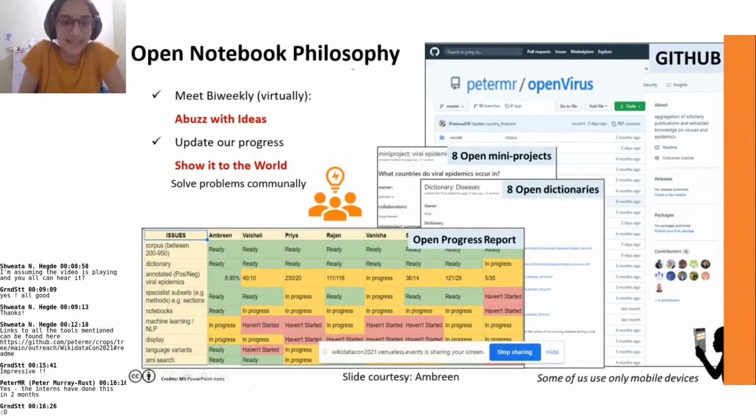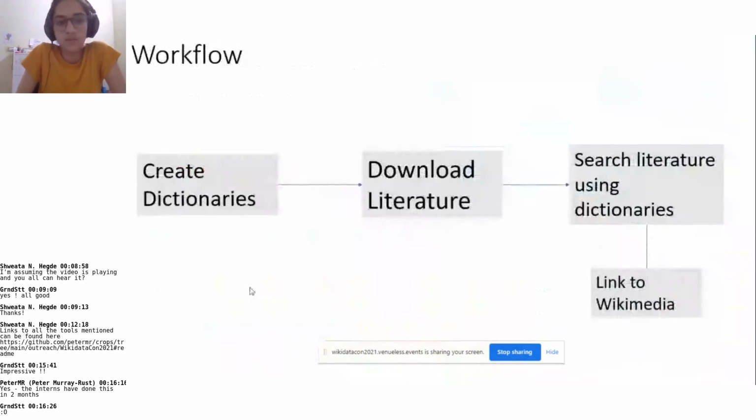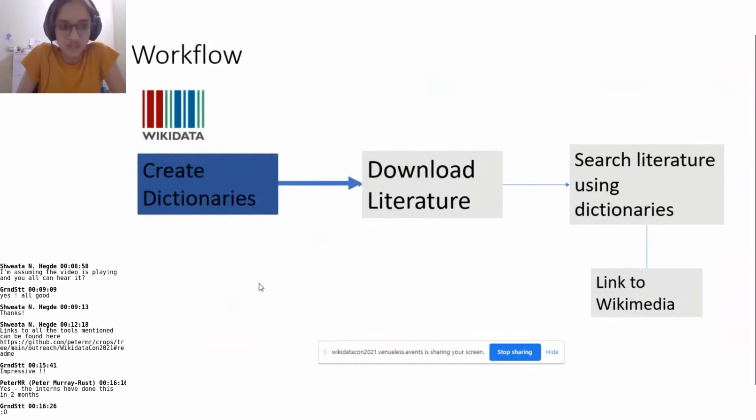And this is like a traffic light spreadsheet that we had during the Open Virus project, where we kept track of what each and everyone was doing in the open. So also, just to reiterate the workflow as well. So as Anjali and Prachi have shown us, we create our dictionaries directly from Wikidata.